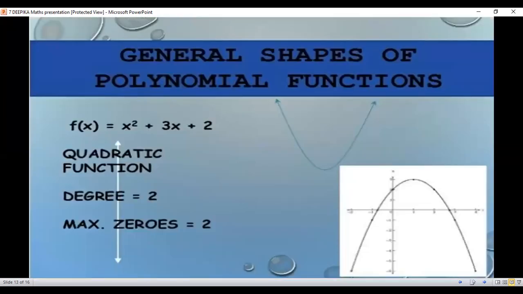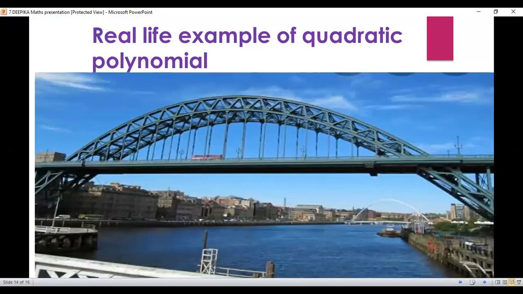Now comes the part of the quadratic polynomial. A quadratic polynomial should have a maximum of two zeros too. It comes in the form of upward or downward curves, which are called parabolas. So, next slide. This is called the parabolic shape, you can say.